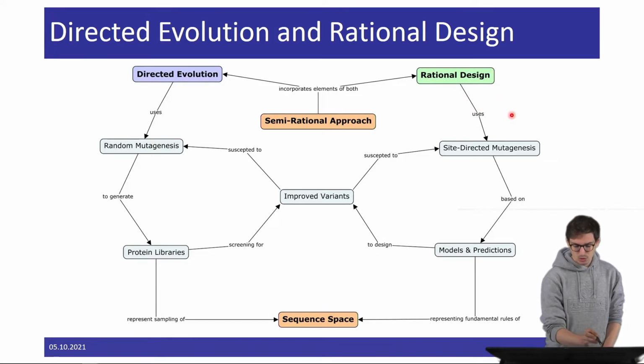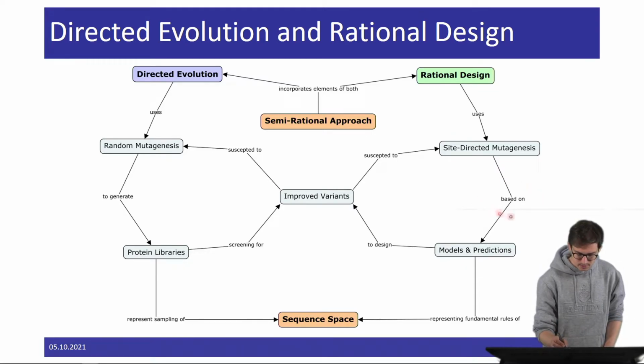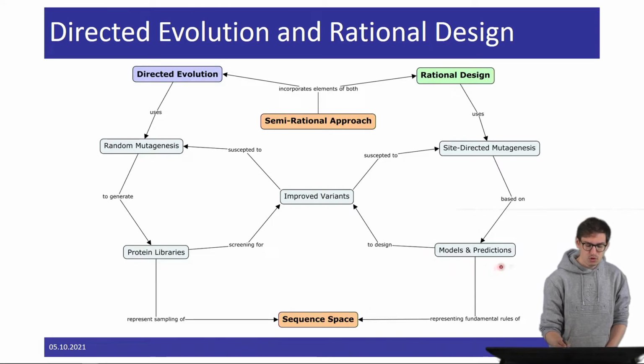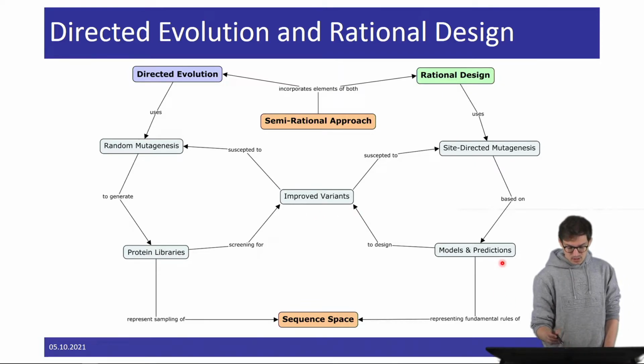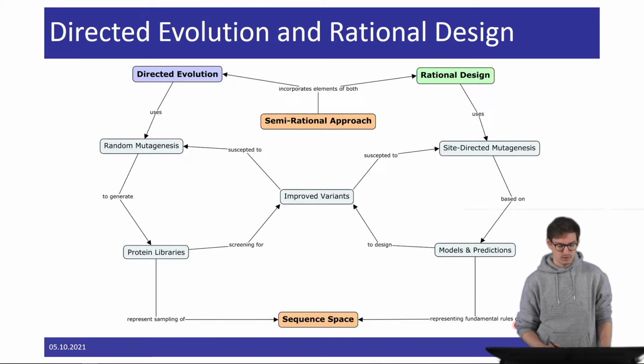Rational design would not use random mutagenesis, but site-directed mutagenesis, because you would know exactly where you want the mutation to occur. This site-directed mutagenesis would be introduced based on models and predictions that you have made previously to design improved variants, right? These models and predictions of rational design could be seen as representing the fundamental rules of sequence space. So you have some sort of insight from sequence space, which is then turned into a model. And this model helps you to design protein variants.